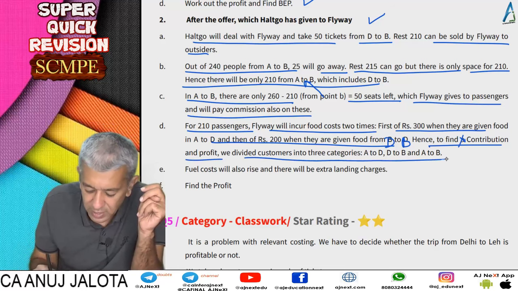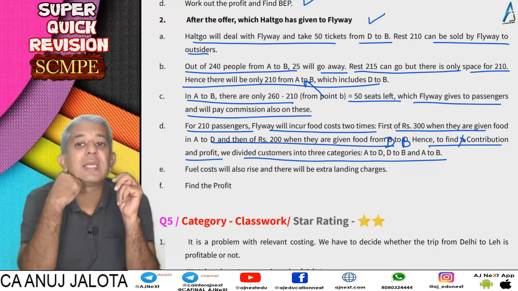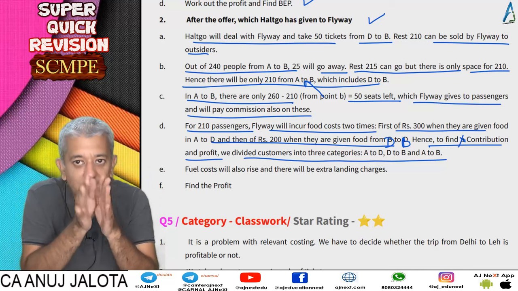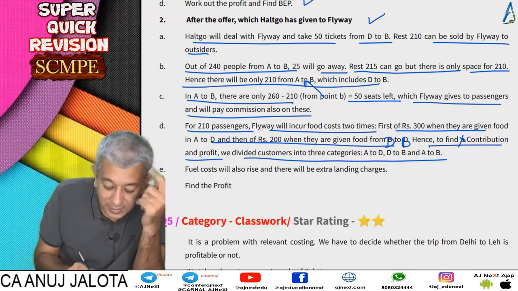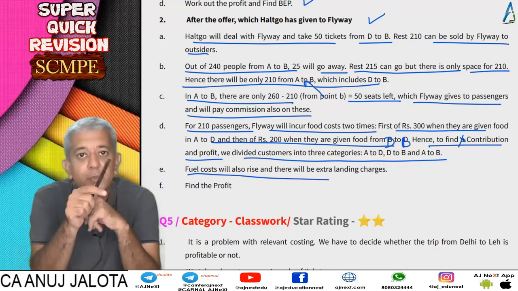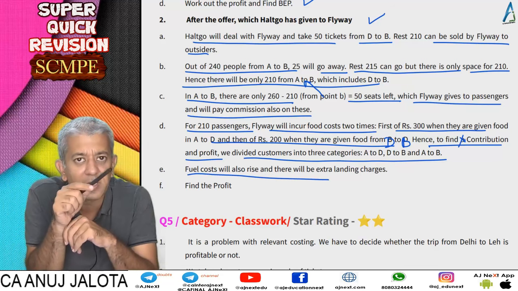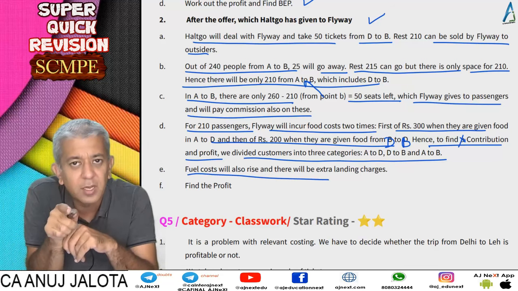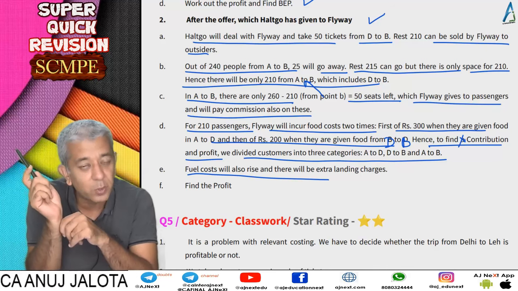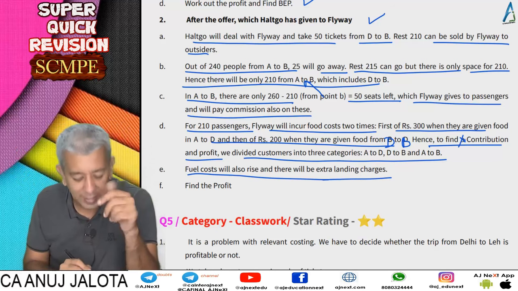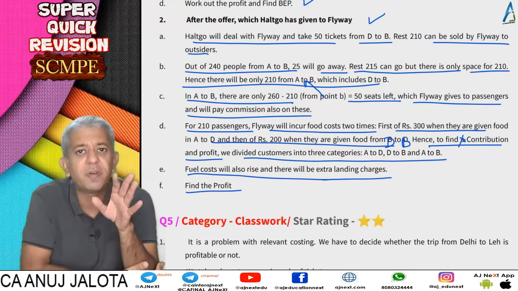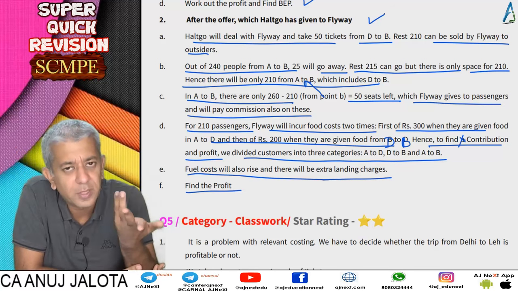Hence, to find contribution and profit, we divide the customers into three categories, beta. Which three categories? A to D, D to B, and obviously A to B. There are some extra costs also. Fuel cost will also rise because the plane will now come and stop at D, and again go from D, so it will take more time, and there are some extra landing charges also. Find out the profit. Once you find out the profit, you can draw the conclusion.